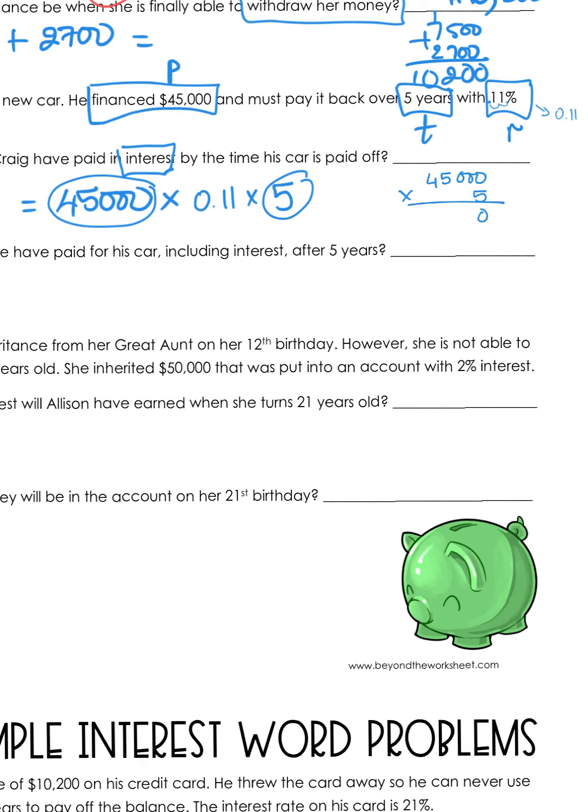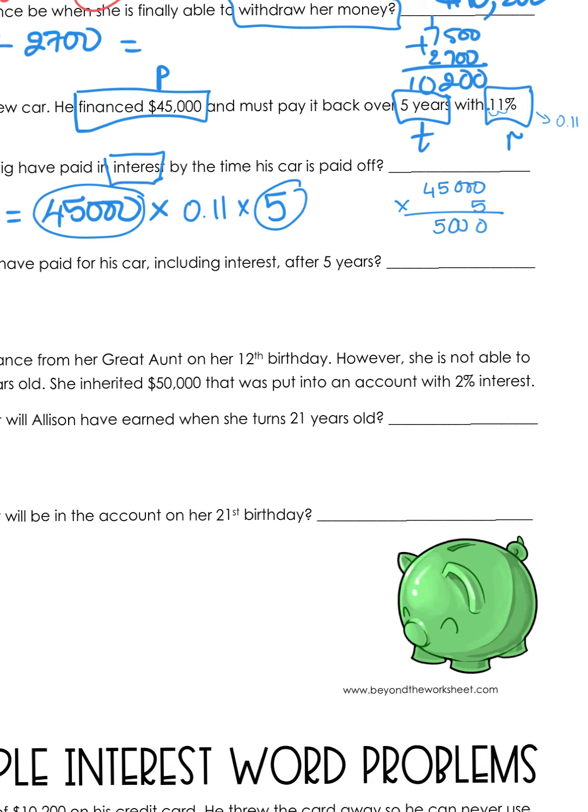5 times 0, 5 times 5, 25, 5 times 4, 20, add that 2. Now I can use that number and multiply with 0.11. Okay, I'd rather separate them out.